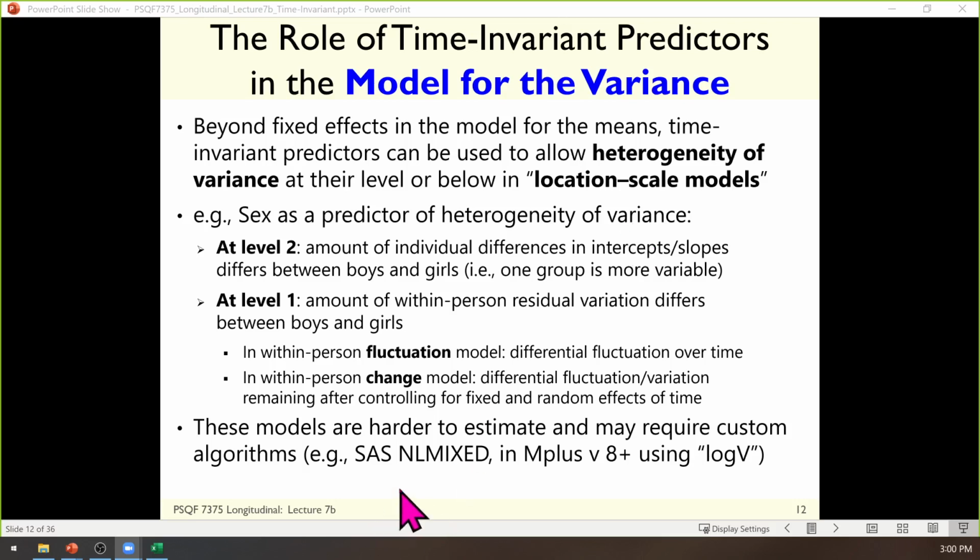And so these models are harder to estimate. I have some examples in the book that use SAS NLMIXED. They were recently implemented in Mplus using something they call a log V parameterization. You need Bayes to do that, of course, in Mplus. Otherwise, you can throw these at maximum likelihood, and they are tricky to estimate, but there are certain situations in which they make a lot of sense. So that's one other thing time invariant predictors can do.